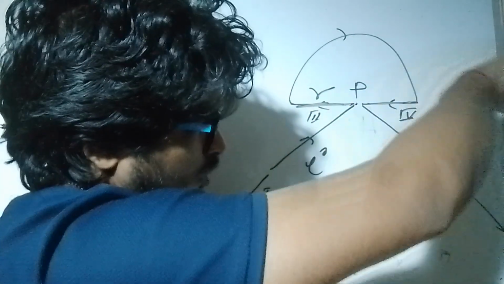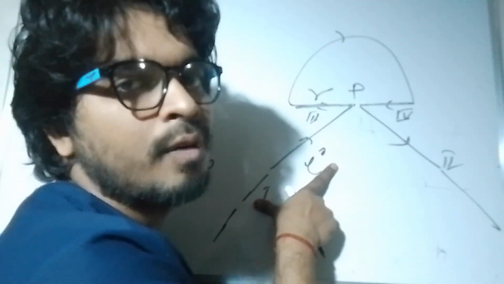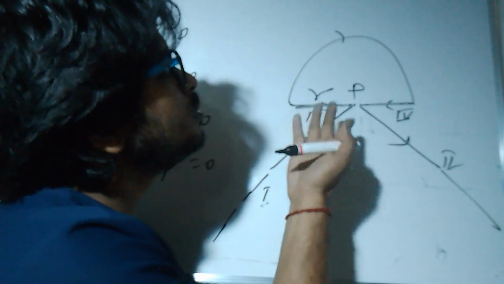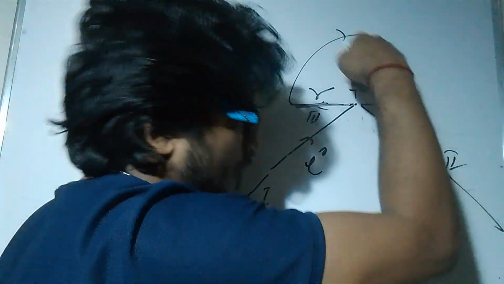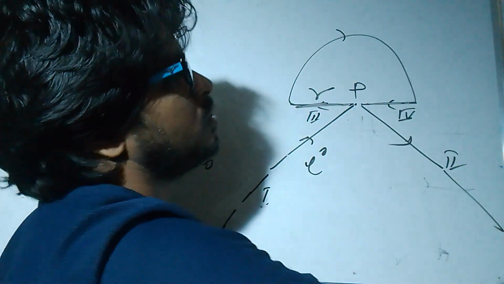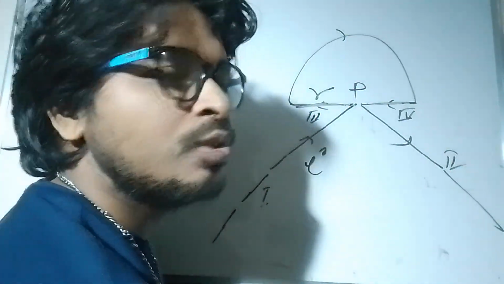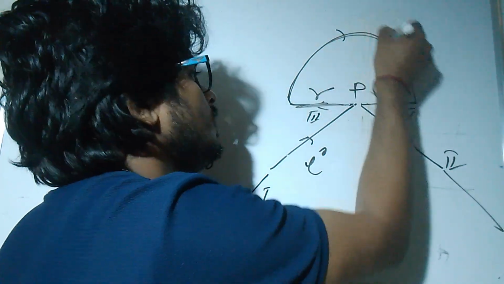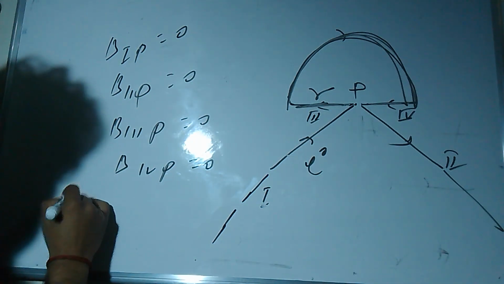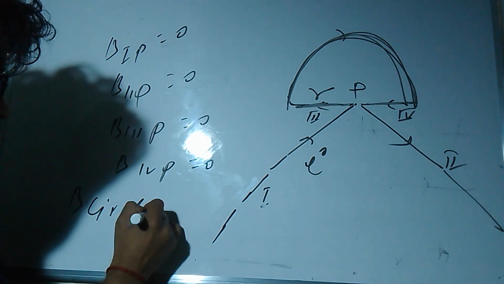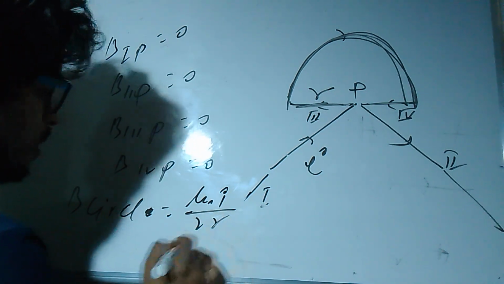Just use that relation: if the point lies on the wire, the magnetic field because of that wire is 0. So the wire going through the center gives 0, the one coming through the center gives 0, and the one going out from the center gives 0. Right now we have to consider only this semicircular ring. So what is the magnetic field because of this? Now I am taking the magnetic field because of the circular ring, which is mu naught by 2r.